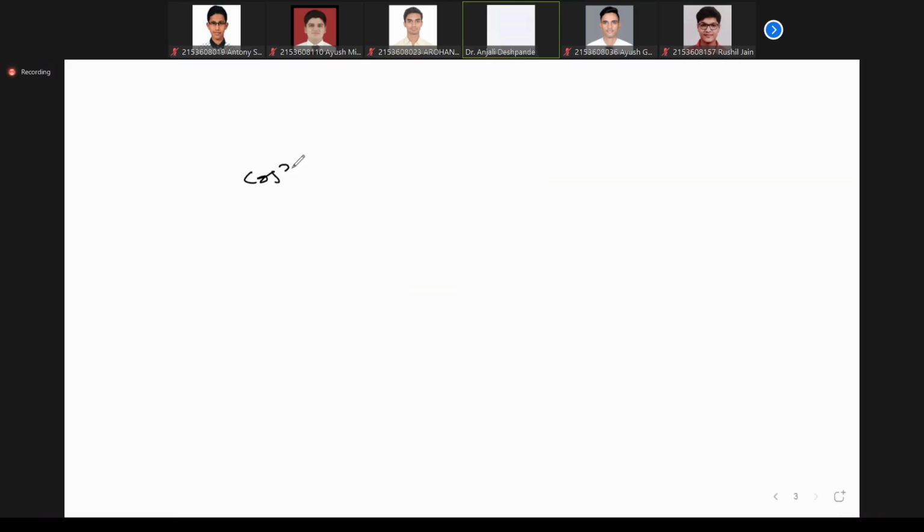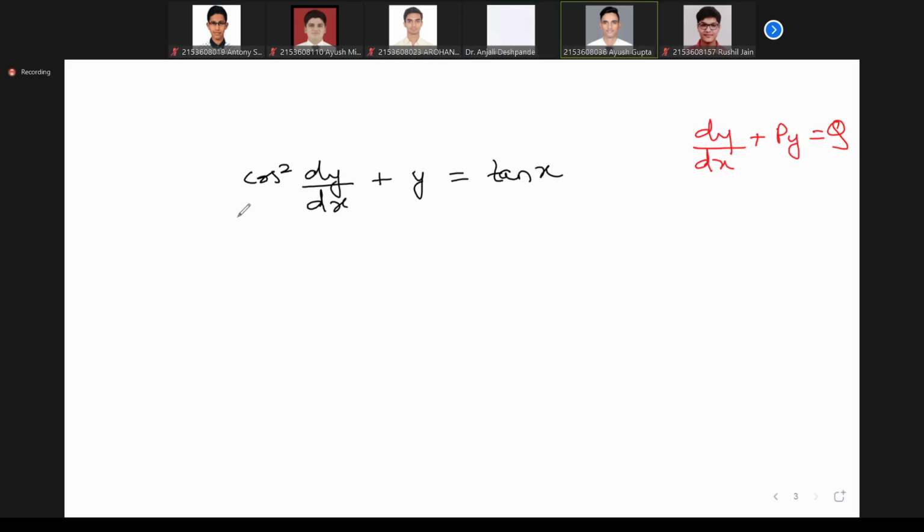Okay, so just tell me how you are going to put this in the required form. So it's very easy. Tell me what you will do. We need to put this in the Leibniz linear equation form. What should I do? Just suggest what I should do. Very easy. Divide by cos square x.